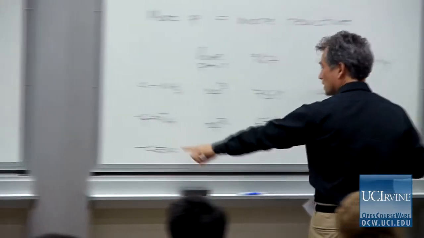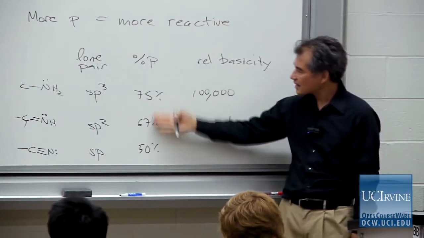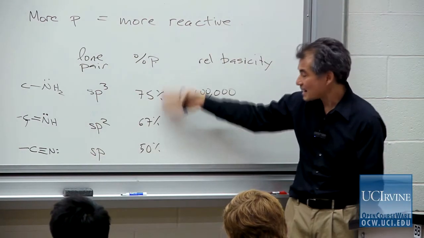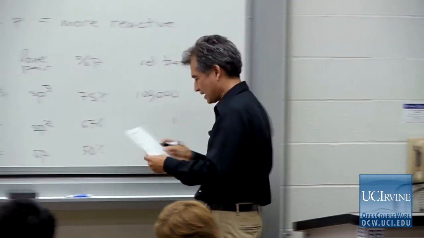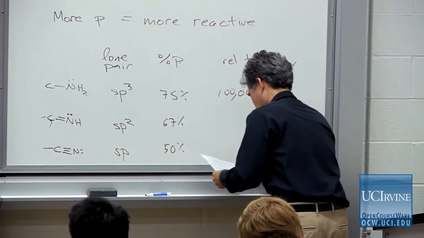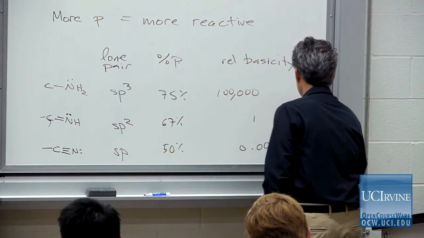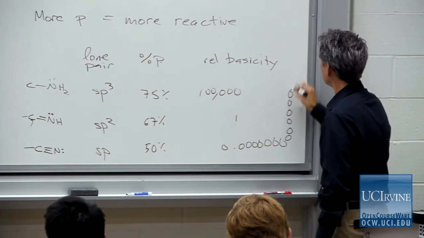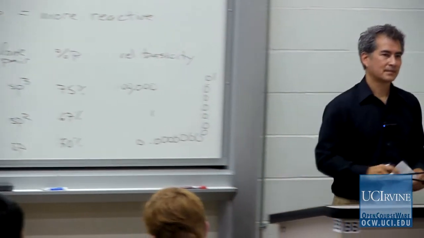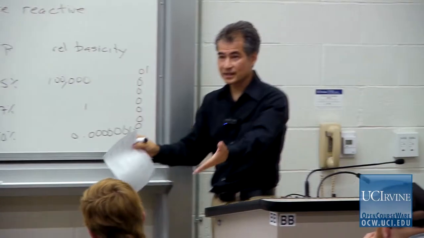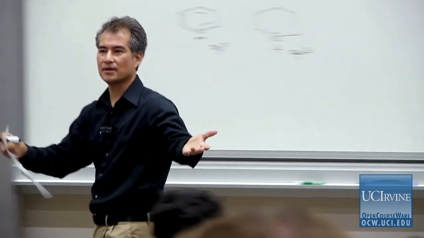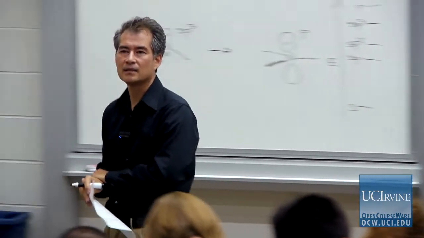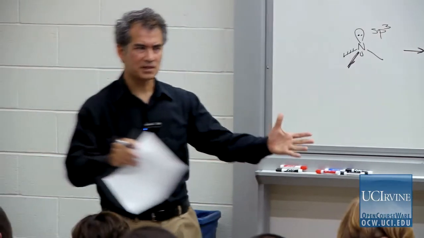Now, if I come down to an sp hybridized, this is like a difference of what? I'm not good at math. 8% versus 17%. How big of a difference could that make? How many zeros I drew doesn't matter, really. It's 15 zeros, or 10 to the minus 15. There's a huge difference in reactivity.